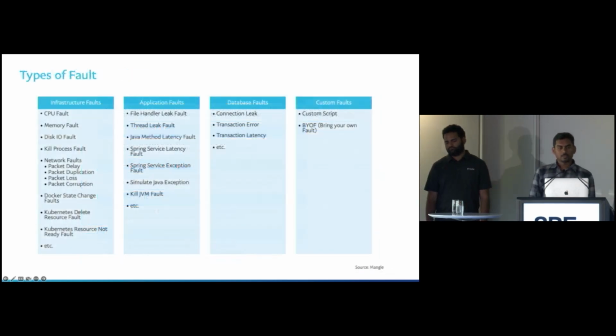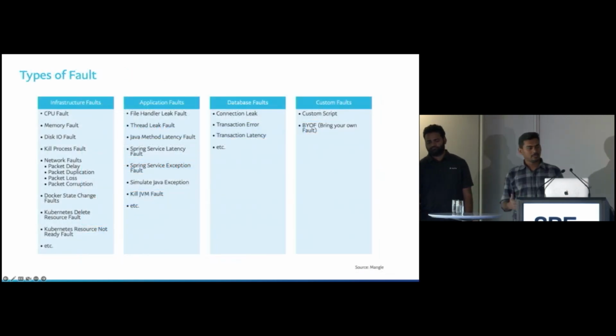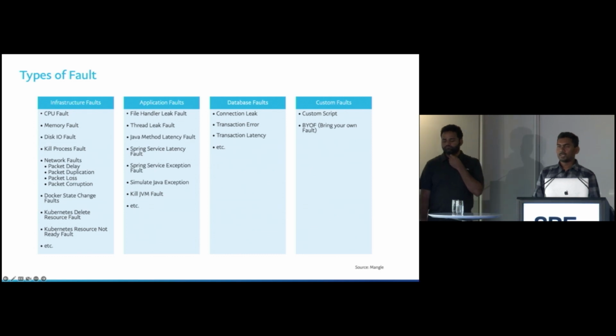So far we discussed principles. Now let's talk about some of the common types of faults. These are the faults that are commonly provided by almost most of the chaos platforms in the industry right now. Some of the common examples are infrastructure faults, application faults, database faults, or custom faults.